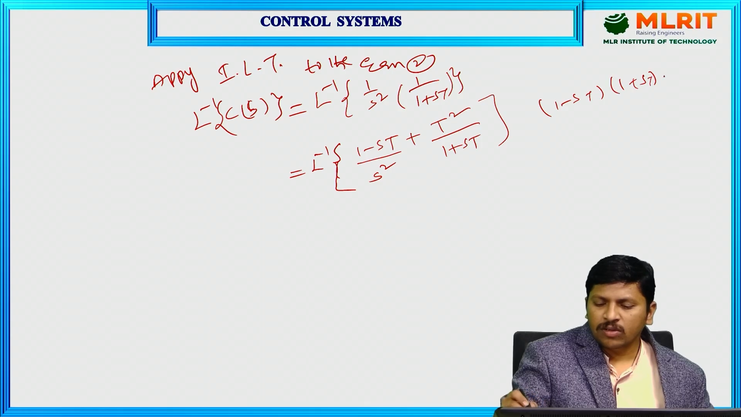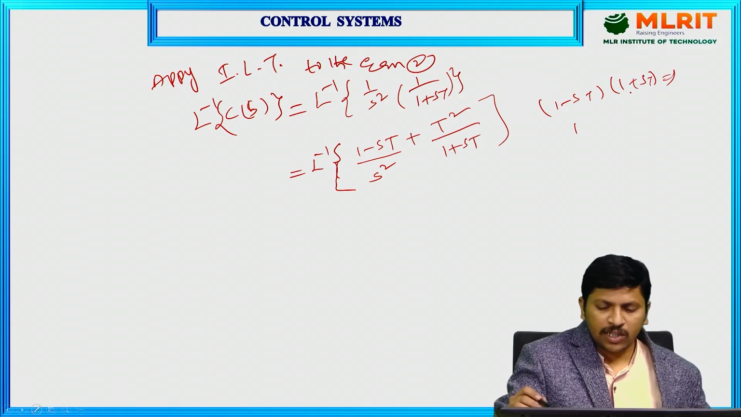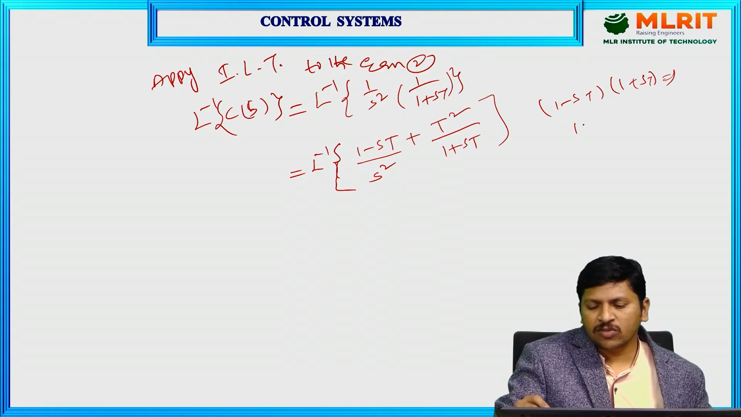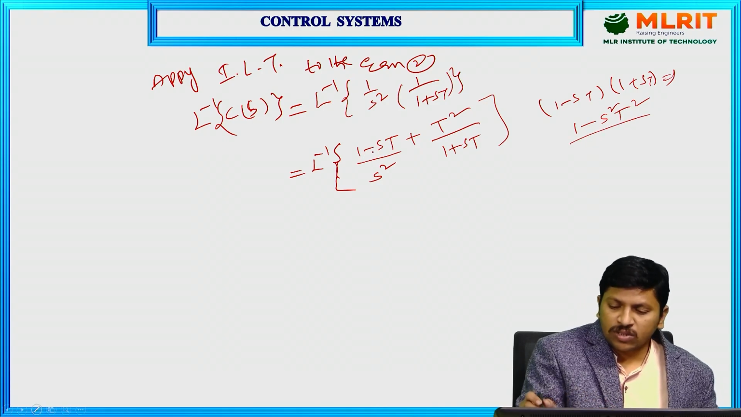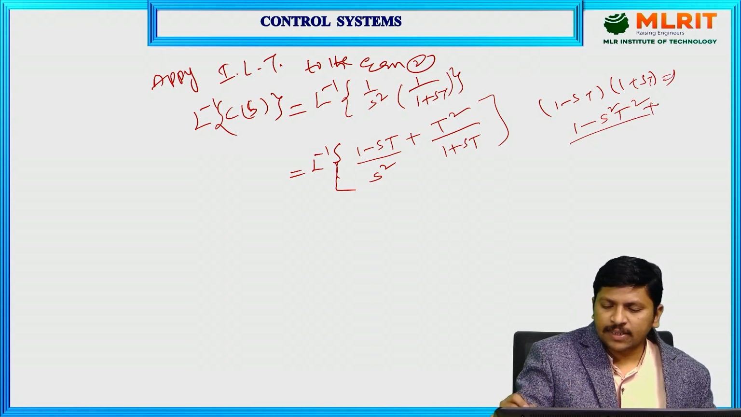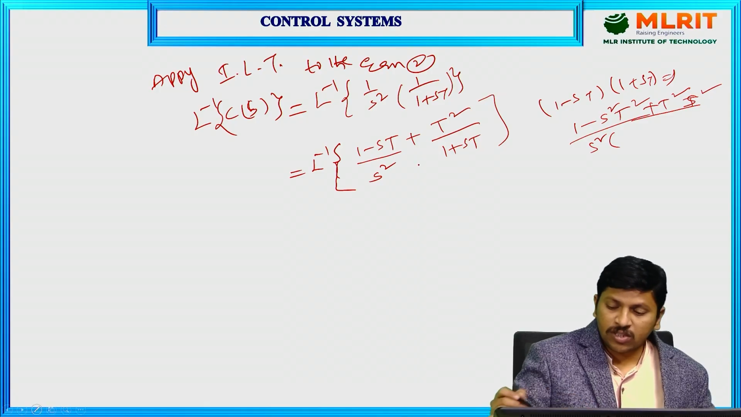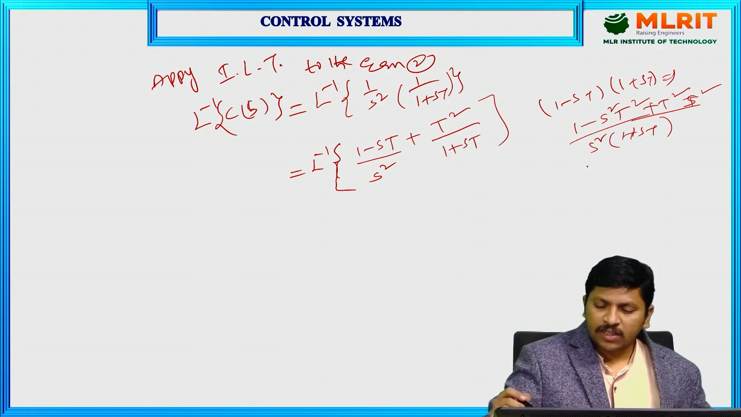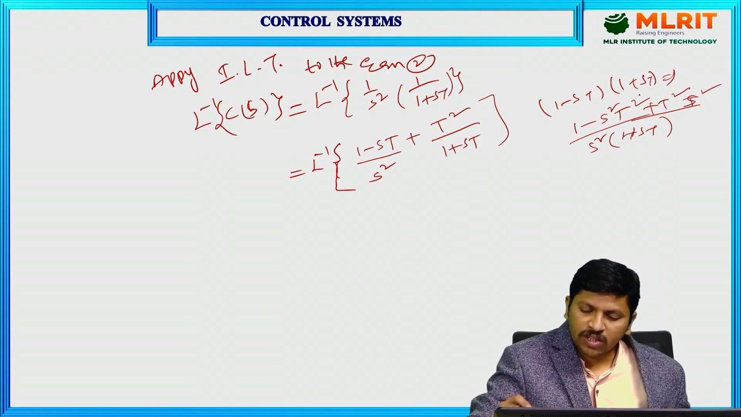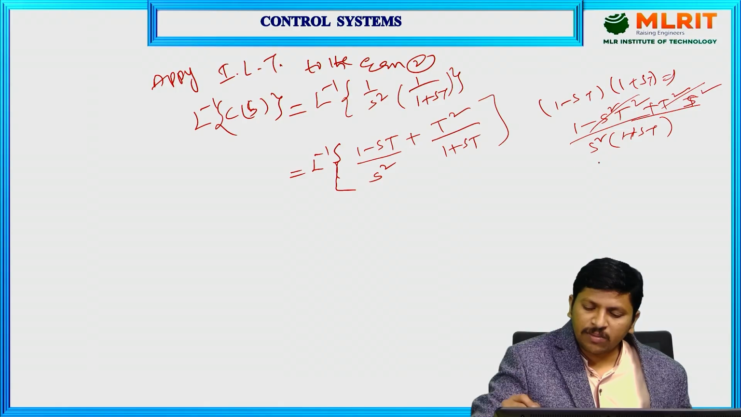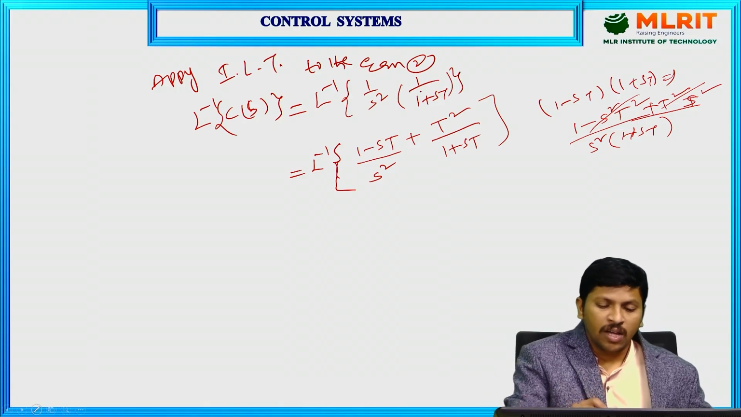What is the value here? I am going to get (a − b)(a + b), which is a² − b², that is 1 − s²t². Here, s²t² plus t² divided by s² into (1 + st). Observe, the 1 − s²t² term and this term, these two get cancelled. You are getting 1 by s² into (1 + st).